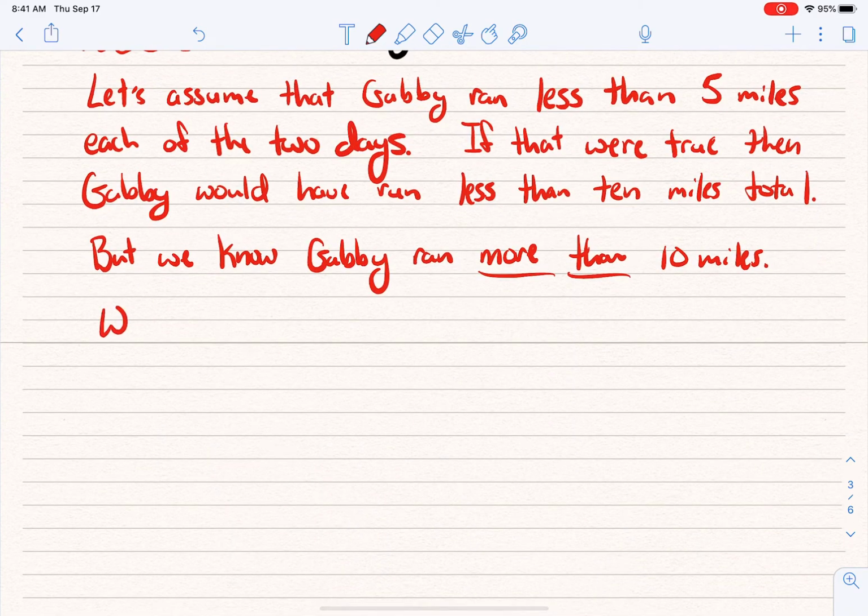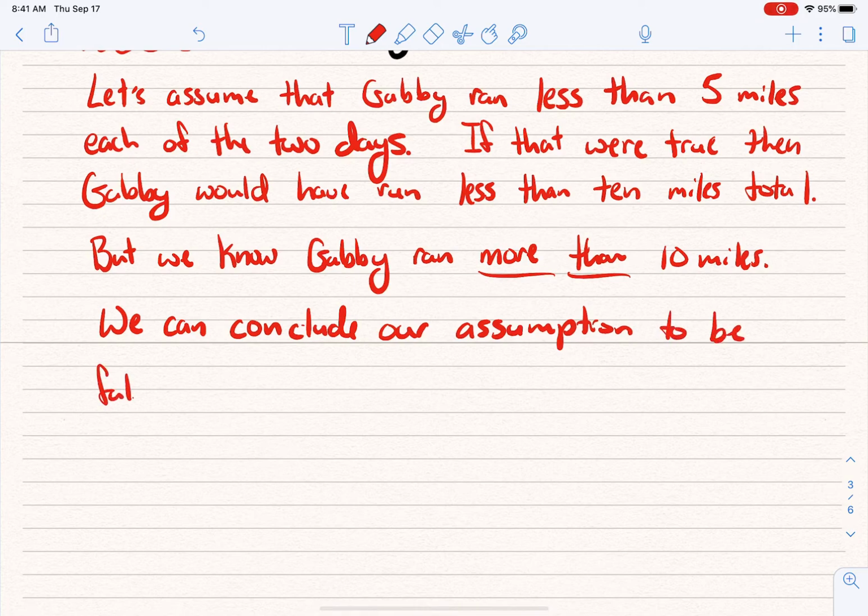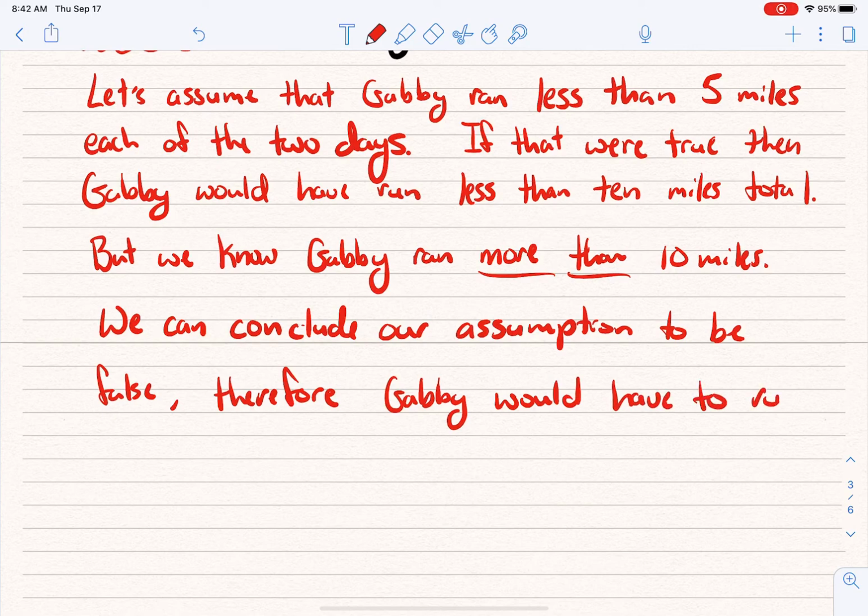Okay, so we can conclude our assumption to be false, and then let's kind of put it all together. Again, we're going to use a fancy sounding word. Therefore, Gabby would have to run more than 5 miles each of the 2 days, right? Therefore, Gabby would have to run more than 5 miles each.